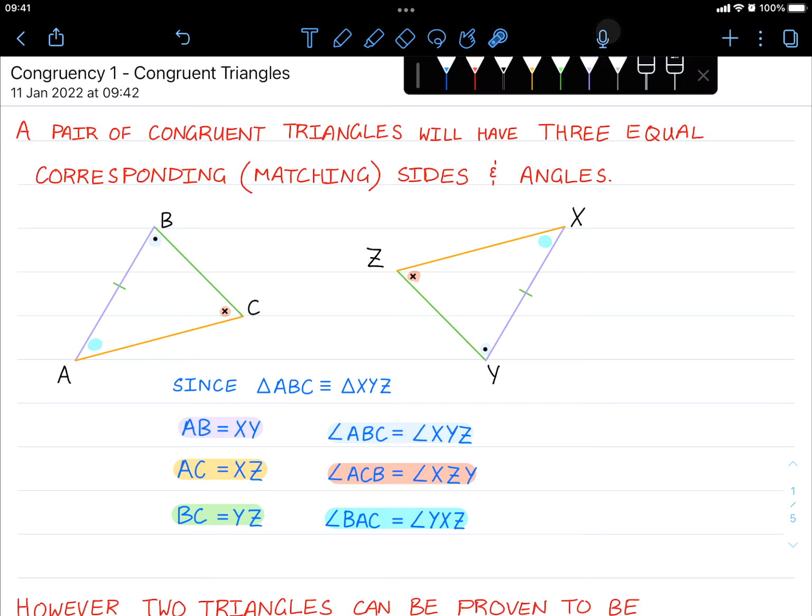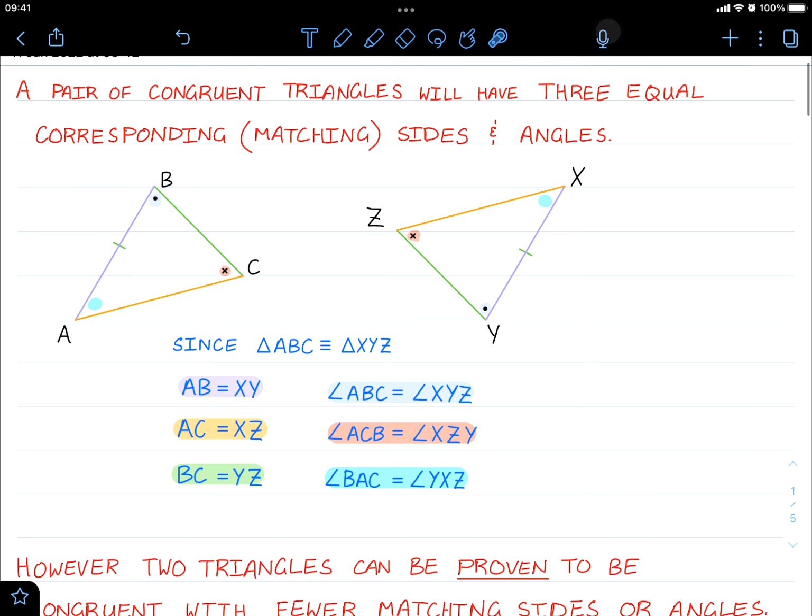Hello class, this is a video tutorial on congruency part 1. In this video, we'll be looking at congruent triangles. A pair of congruent triangles will have 3 equal corresponding, which just means matching, sides and angles.